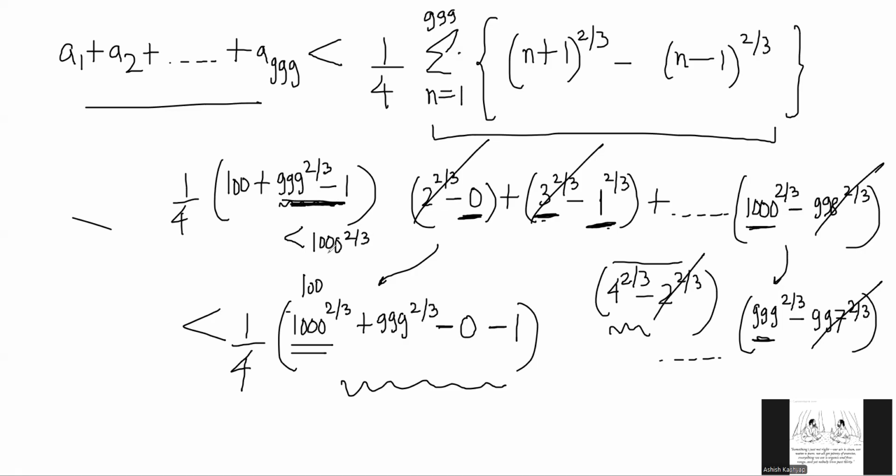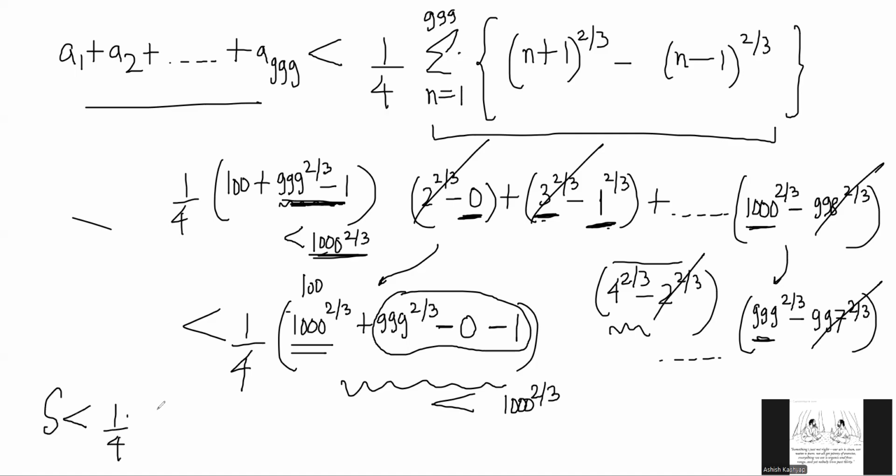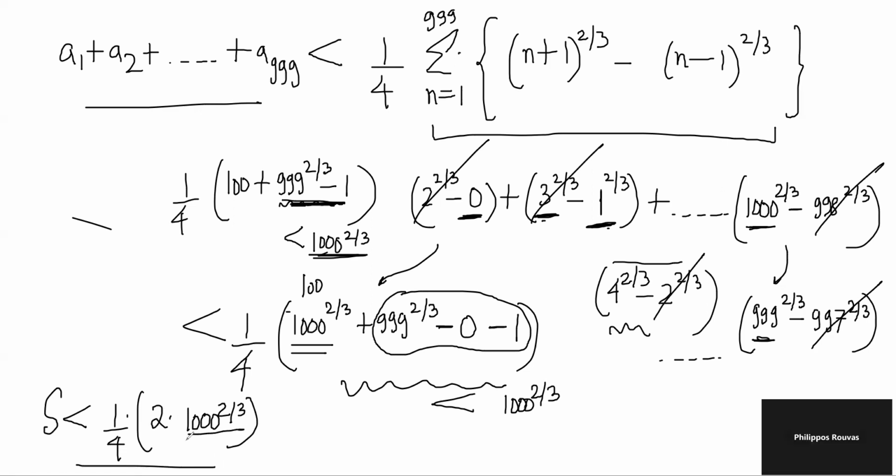Basically, I'm saying I can replace this whole thing and say that it is less than 1000 power 2 by 3. Which will mean that our overall sum is less than 1 by 4 and twice of 1000 power 2 by 3. So this becomes 100 and 200 by 4, and we are able to prove that S is less than 50.